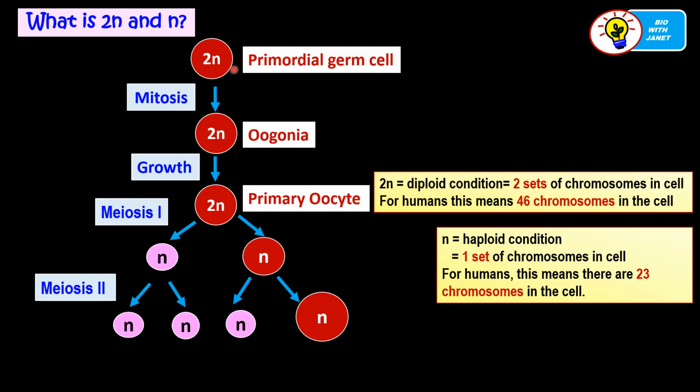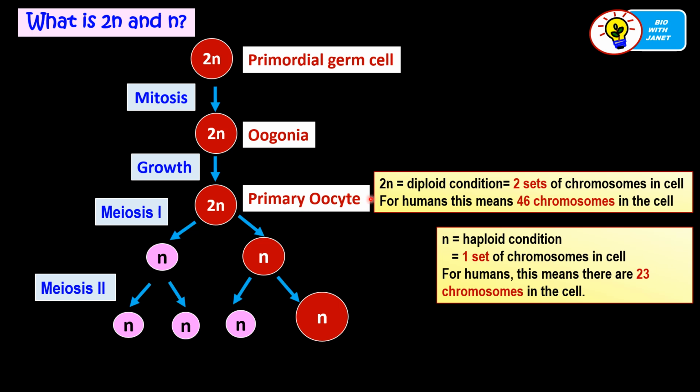So in the flow chart on oogenesis, we see the symbol 2N or N. So what is 2N or N? Now, 2N means that the cell is a diploid cell. It has two sets of chromosomes in the cell. One set is from the father, called the paternal chromosomes, and one set is from the mother, called the maternal chromosomes. So for humans, this means that there are 46 chromosomes in the diploid cell.